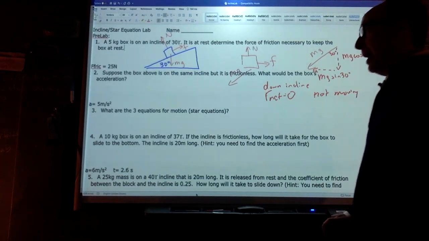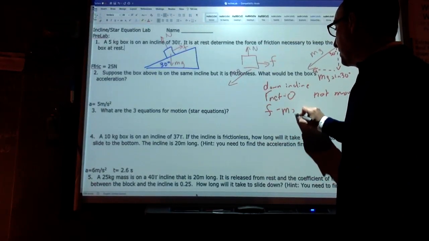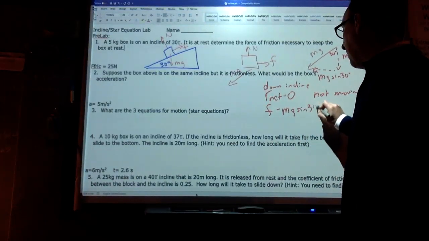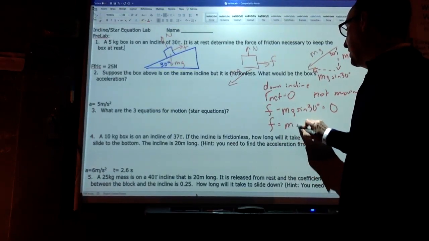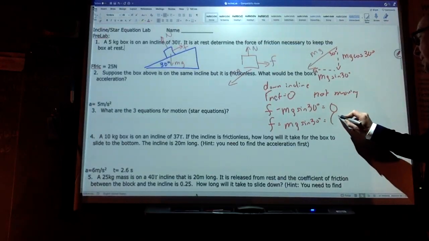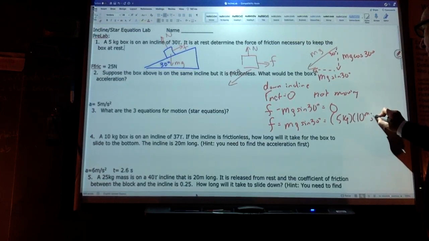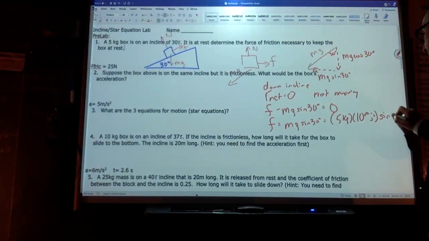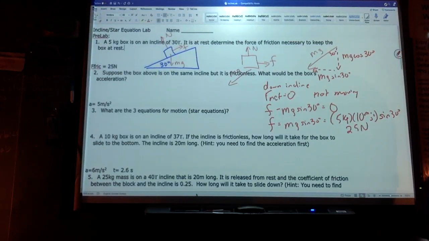And so I'm going to have friction minus mg sine of 30 is equal to 0. So friction is going to be equal to mg sine of 30. And so this is 5 kilograms times 10 meters per second squared times sine of 30, which is 1/2, which is going to give me 25 newtons.